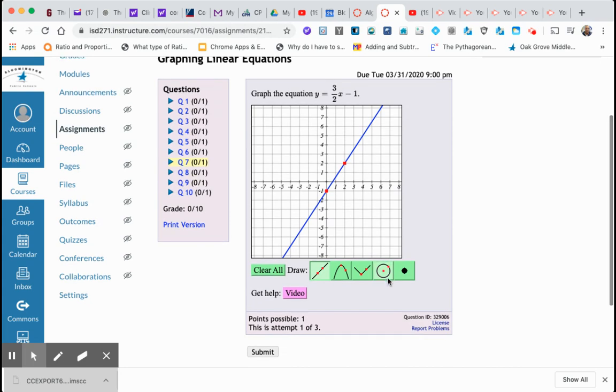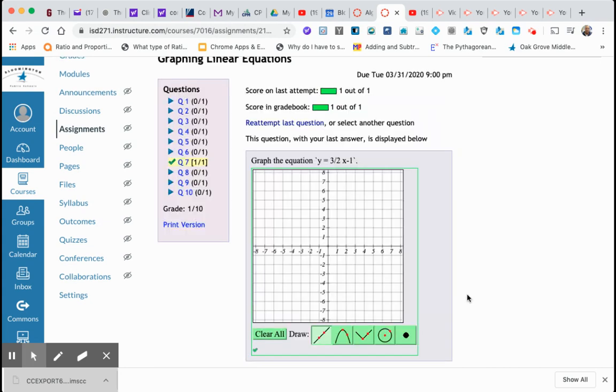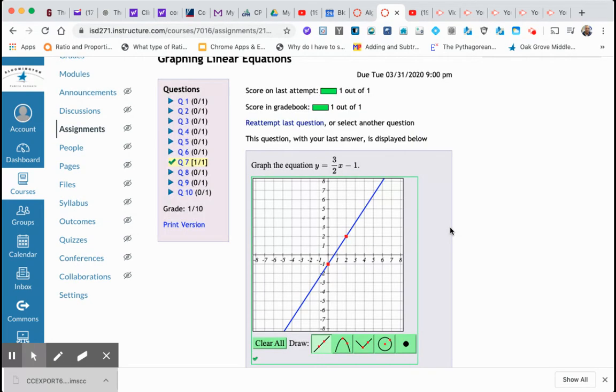So let's see if I have that one correct. I submit it, and if it turns green, I did that correct. Now, if it turned red, what you would do is you'd come back over here and you'd reattempt the question. But in this case, I don't have to do that because I got the problem correct.